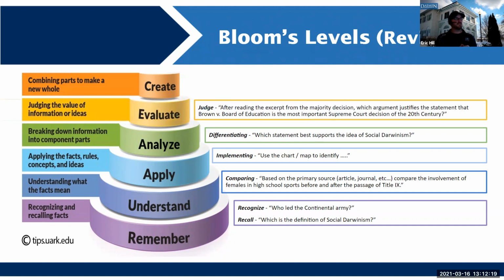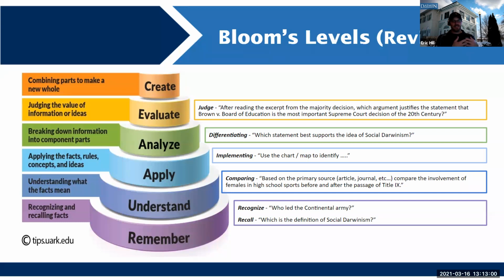Evaluate: judging the value of information or ideas. So I'll stick with the idea of judging or justifying. A question I would use would be similar to the one about analysis. And you can see here it says, after reading the excerpt from the majority decision. So there's usually something that accompanies it, right? A paragraph, a quote in this case from a Supreme Court justice on the majority decision side. Which argument justifies the statement that Brown v. Board of Education is the most important Supreme Court decision of the 20th century?